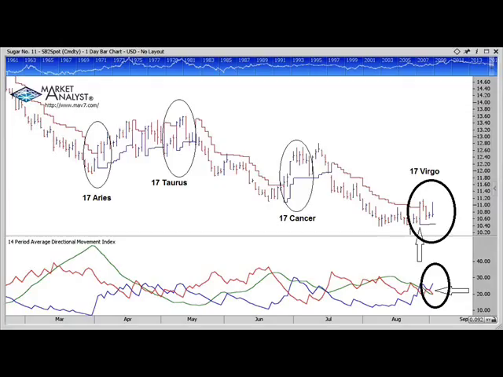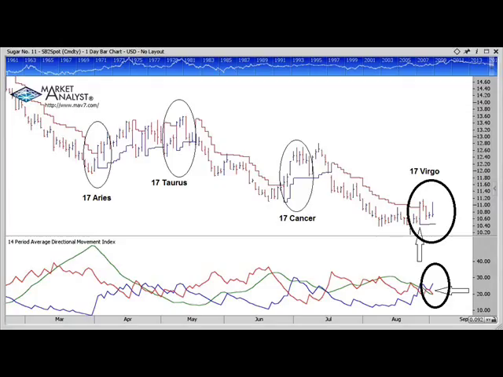Now, at each of these, would a person have simply rushed in and bought sugar or done something on sugar? No. You're going to be watching for that change of trend. And if you don't get the change of trend, you don't take any action.